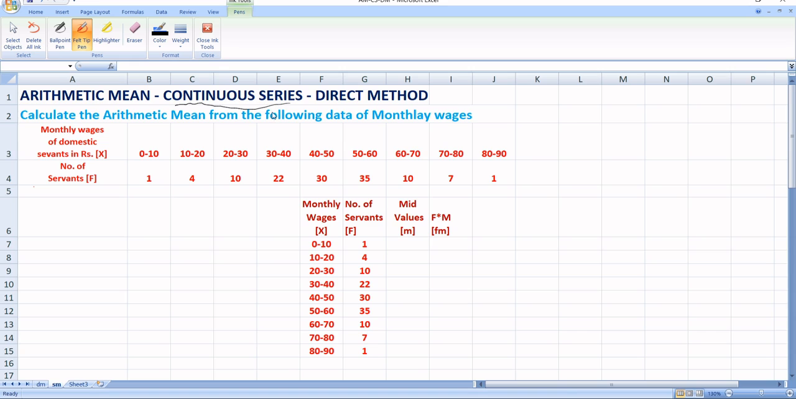Continuous series. What do you mean by continuous series? When data can take any value without any gap, the series becomes a continuous series. So here, for example, 0 to 10, there is no gap, and again from 10 to 20, 20 to 30, in that way, data can take any value without any gap. That series is called continuous series.